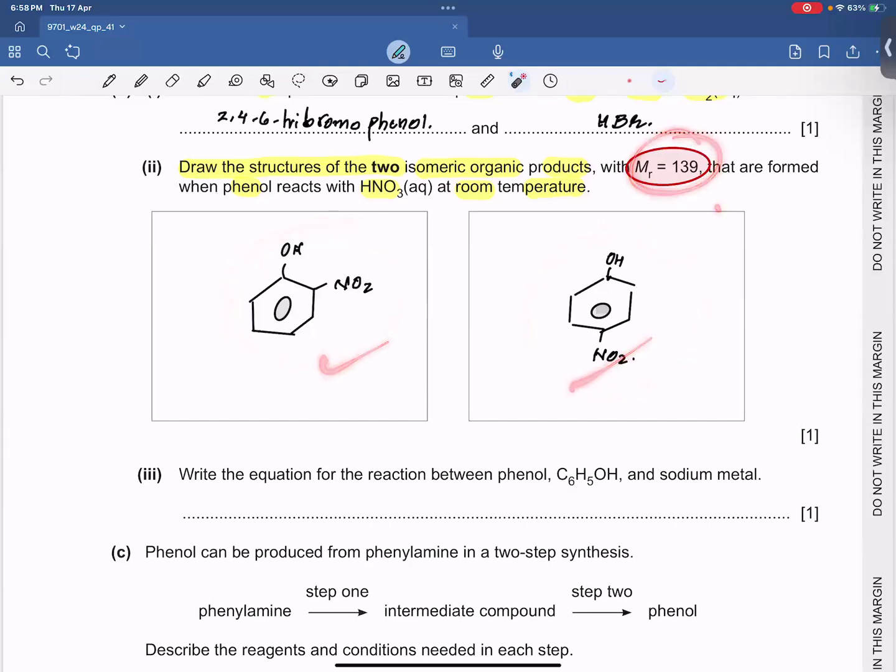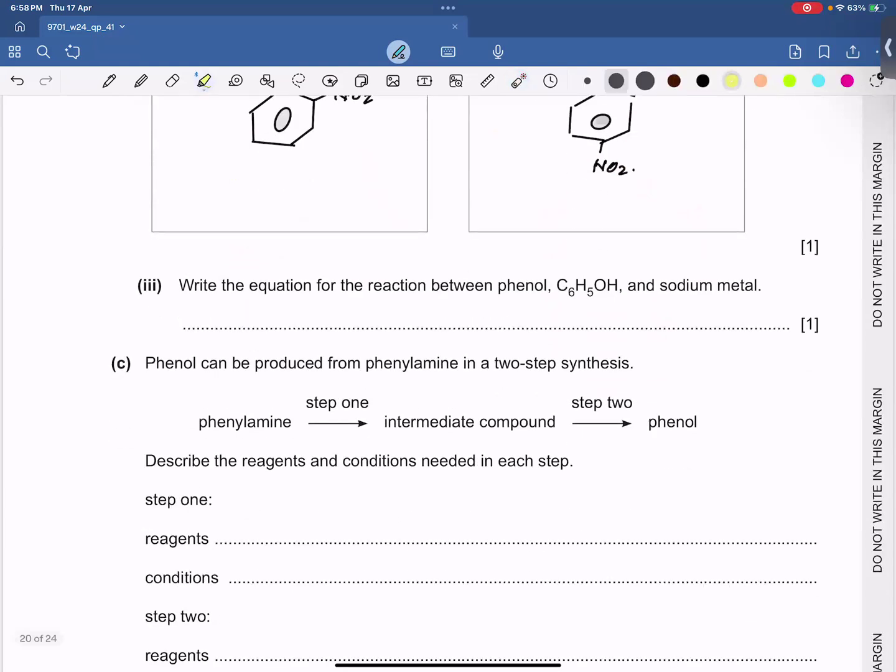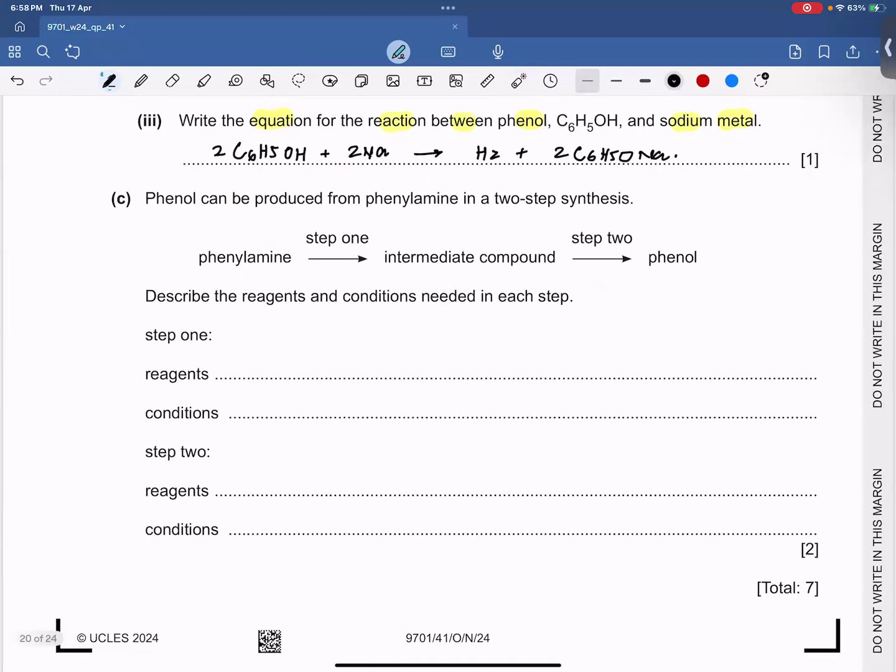Okay. Write the equation for the reaction between phenol and sodium metal. That's very easy. So 2 moles of C6H5OH when reacting with 2 moles of sodium, converting into hydrogen gas, and 2 moles of salt, C6H5ONa. Okay.